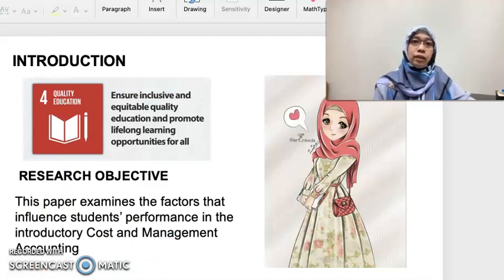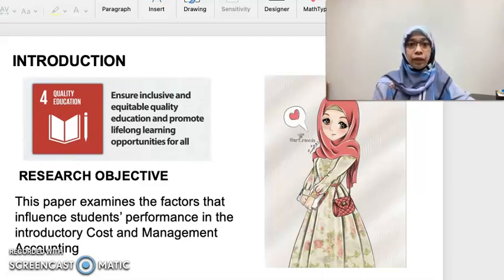We know that there are altogether 17 Sustainable Development Goals, or SDGs, that have been introduced by the United Nations, and one of them is SDG number 4, on quality education, to ensure inclusive and equitable quality education and also promote lifelong learning opportunities for all.